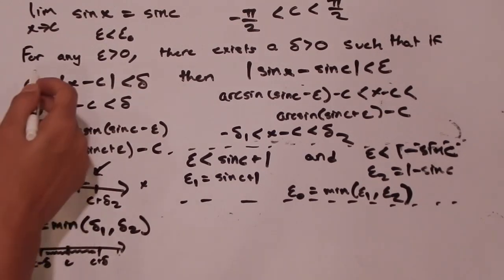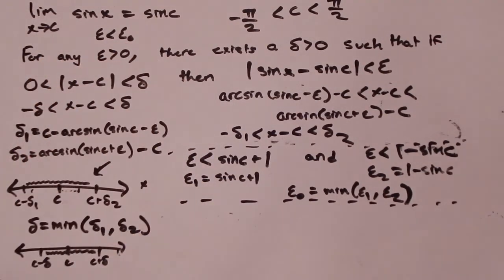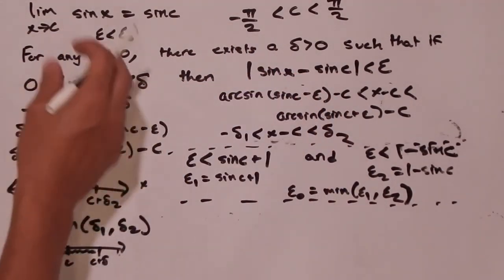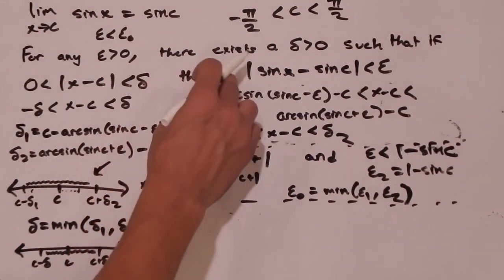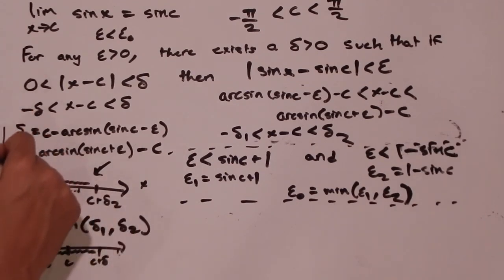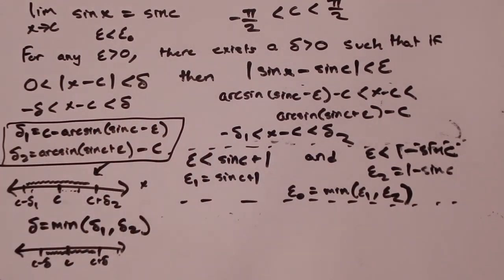So we have shown that for any epsilon value greater than 0 but less than epsilon naught, there exists a delta greater than 0 such that if 0 is less than the absolute value of x minus c is less than delta, then the absolute value of sine of x minus sine of c will be less than epsilon. And that delta value is going to be the minimum of these two. And now this is where you might start asking, what about epsilon values greater than epsilon naught? I thought you had to show this for all epsilon values, and you're completely correct. I do have to show for all epsilon values.